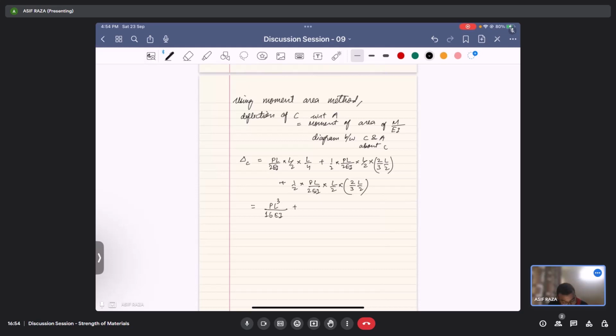Now this one is L by 3, so again in the numerator it would be PL cube by EI. I need to just calculate the denominator part. So 2 to the 4 to the 8, 3 is 24, plus, so this is also the same, the 24 EI. Now let's calculate this.